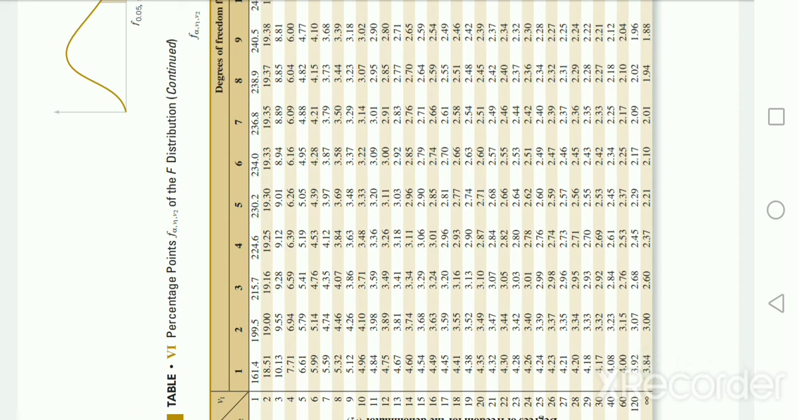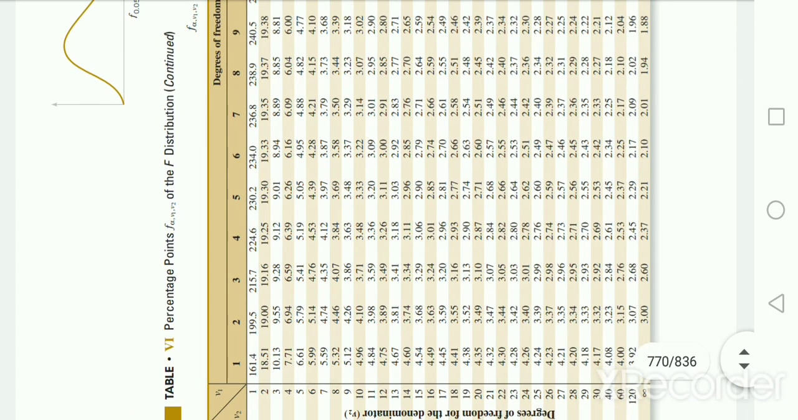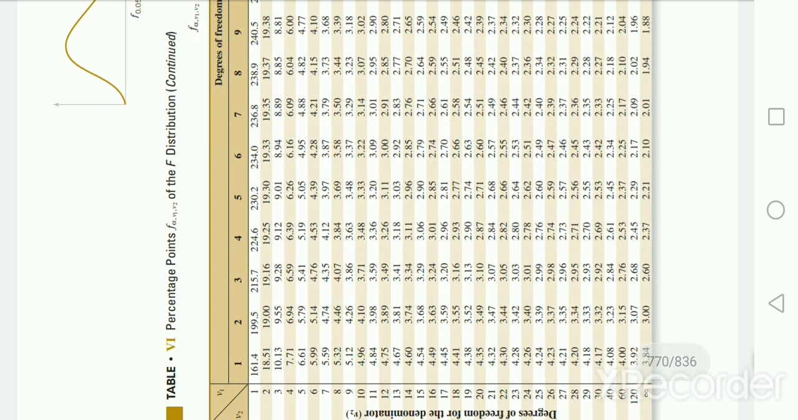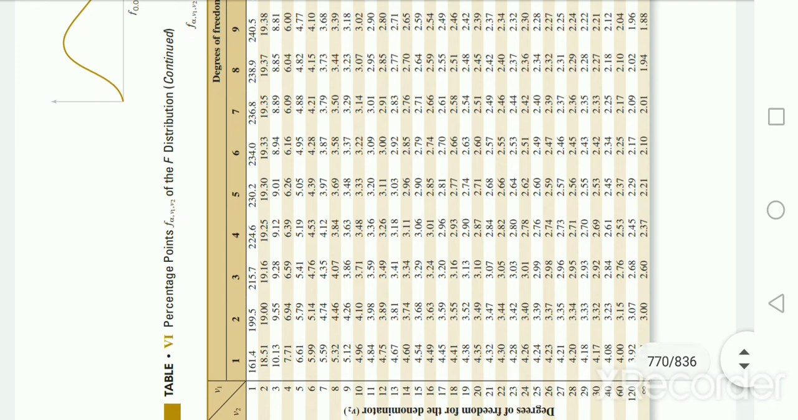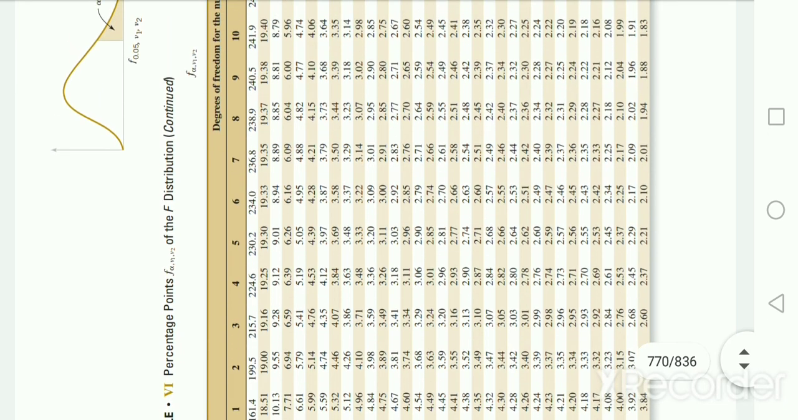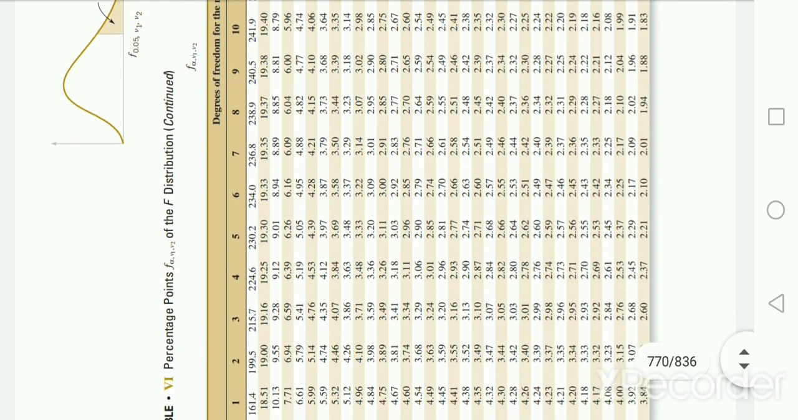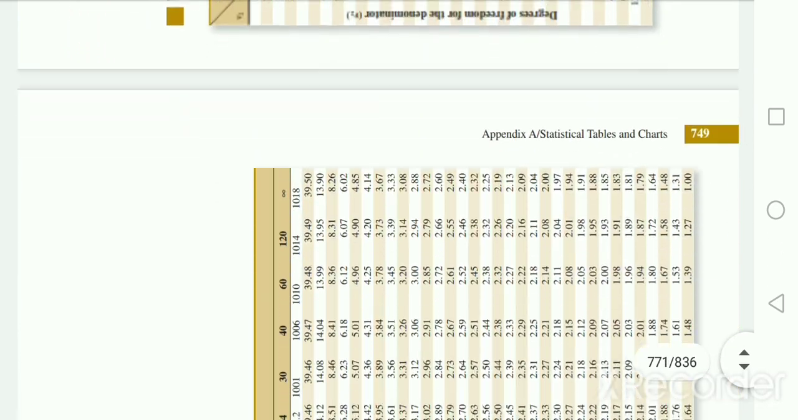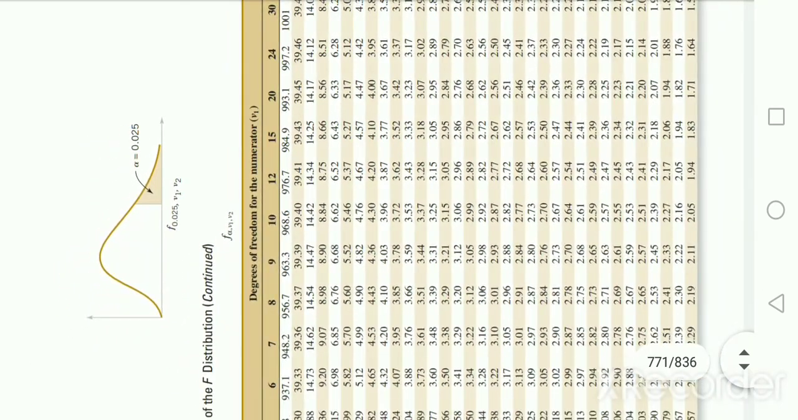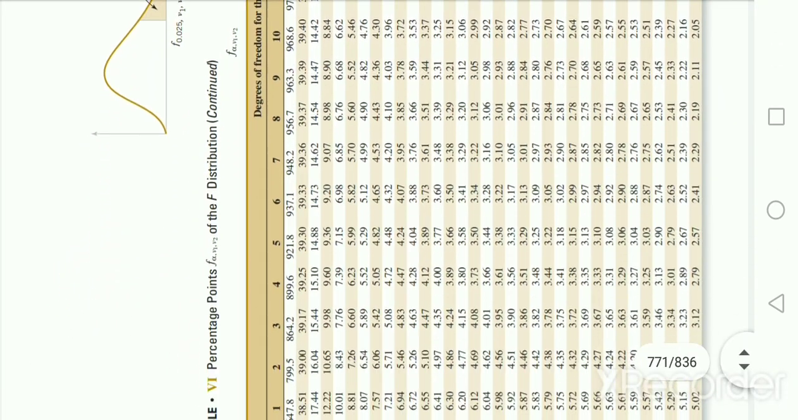Suppose our V1 is 3 and V2 is 4. The F distribution value for alpha 0.05 is 6.59, right? So this table is for alpha 0.05, and we can also have an F distribution table for alpha 0.025.